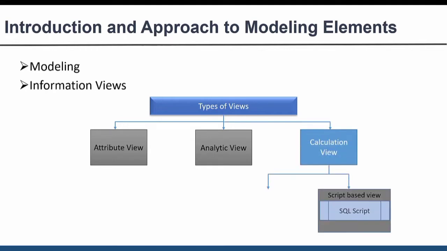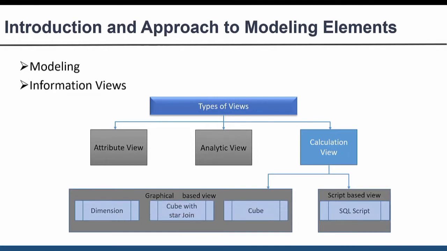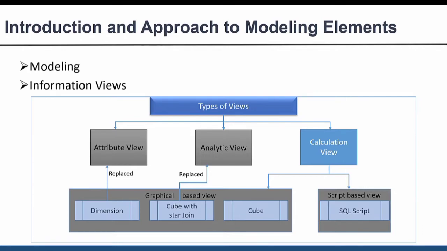Calculation views can be of two subtypes: the script-based view, which uses SQL script to create the view, and the graphical view, which can again be subdivided into dimensions, cube, and cube with a star join. Cube with a star join can replace analytic views, and dimensions can replace attribute views. So effectively, we can use calculation views to create all three types of information views.